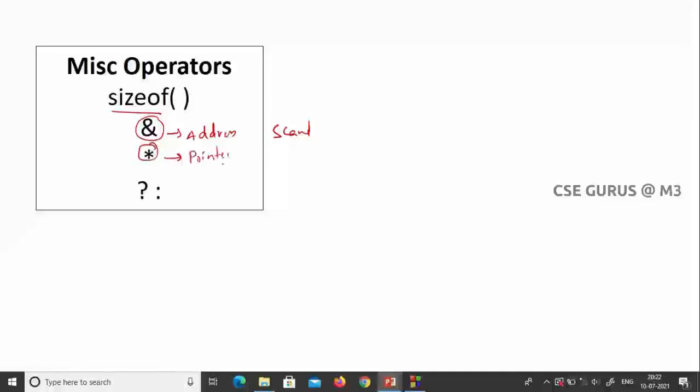This is the pointer operator. Of course, the concept of pointers in C I explained in my video lectures. You can watch those. And this is the ternary operator. I'll tell you how this can be executed.